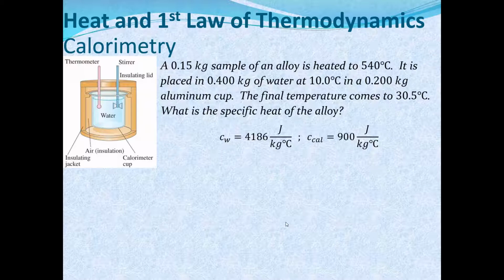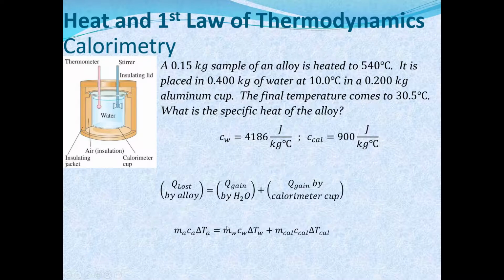Okay, so that's what we're going to do here. We're just going to do the same thing we did before. So here we do mc delta T for the alloy, for the water, and then for the calorimeter cup. Thankfully, they gave us all the numbers that we needed. No real conversions required.